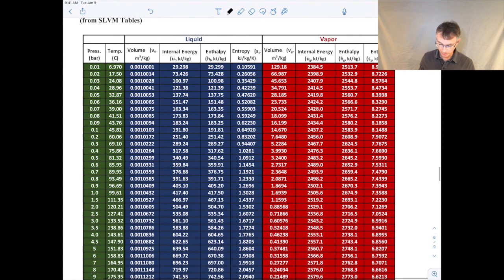Okay, so that's how, again, you find the saturated liquid and saturated vapor values. You'll also use these tables to find property values under the vapor dome, but again, we're going to save that for the next lecture.